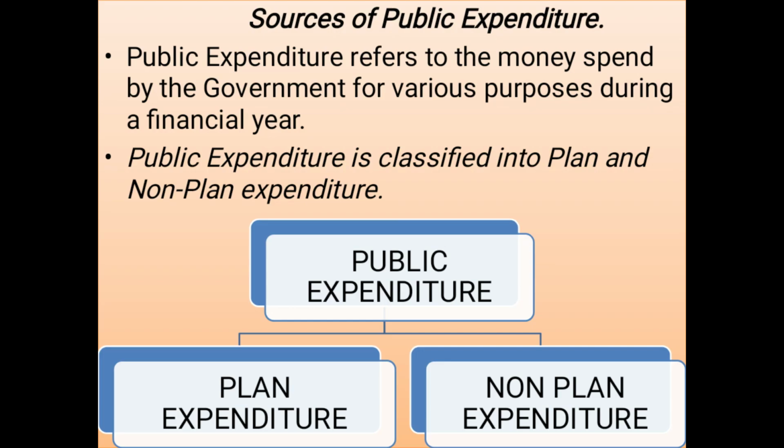Now, sources of public expenditure, that is, where the public expenditure is allocated. Public expenditure refers to the money spent by the government for various purposes during a financial year. Public expenditure is classified into plan and non-plan expenditure, as you see in the slide.